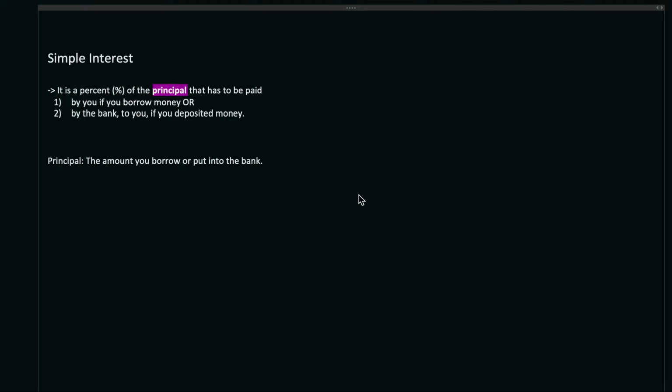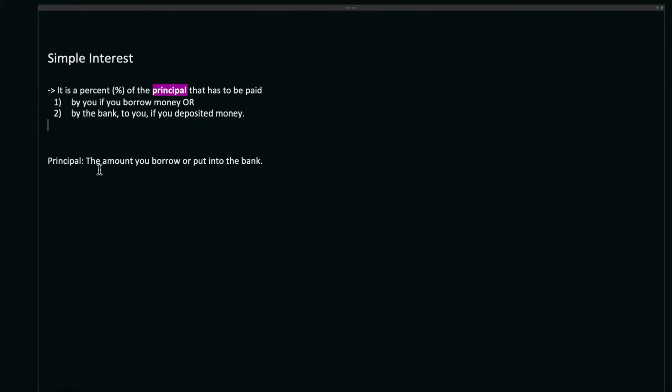But in general, simple interest is nothing but a percent. As you can see, it's a percent of the principal, and we'll talk in a bit about what principal means. So simple interest is nothing but a percent of the principal that has to be paid by someone, let's say if that person has borrowed money from the bank, or that person has deposited money into a bank either through a checking account or, say, a savings account or in any other form. So it's just a percent.